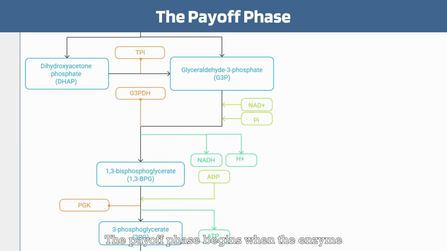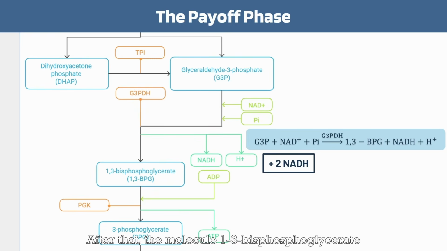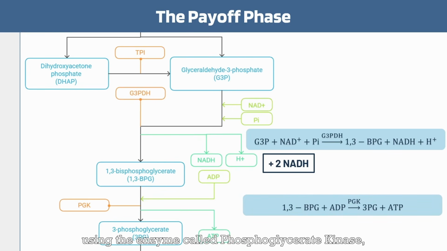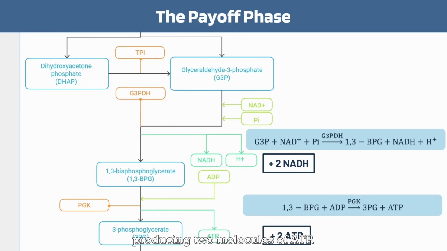The payoff phase begins when the enzyme glyceraldehyde 3-phosphate dehydrogenase converts the molecule glyceraldehyde 3-phosphate into a molecule called 1,3-bisphosphoglycerate, producing another molecule of NADH. But since in the investment phase we have produced two molecules of glyceraldehyde 3-phosphate, then two molecules of NADH are also produced. After that, the molecule 1,3-bisphosphoglycerate will then be converted into 3-phosphoglycerate using the enzyme called phosphoglycerate kinase, producing two molecules of ATP.